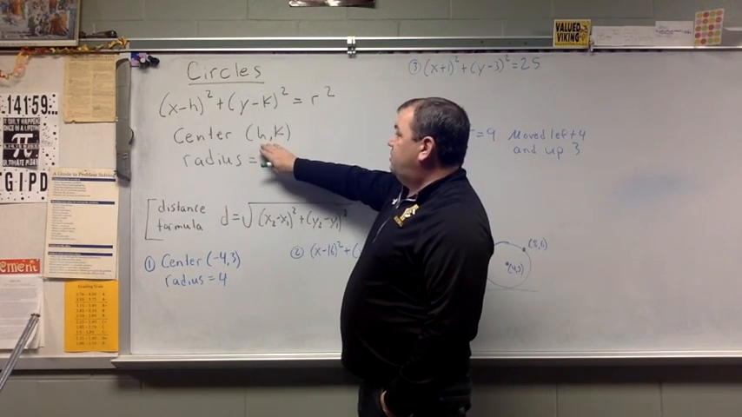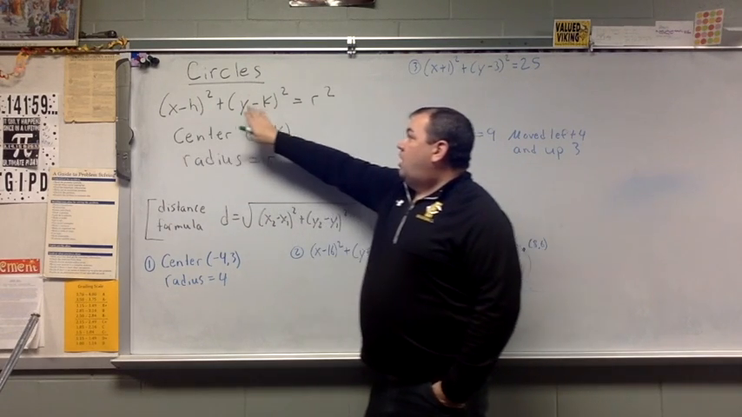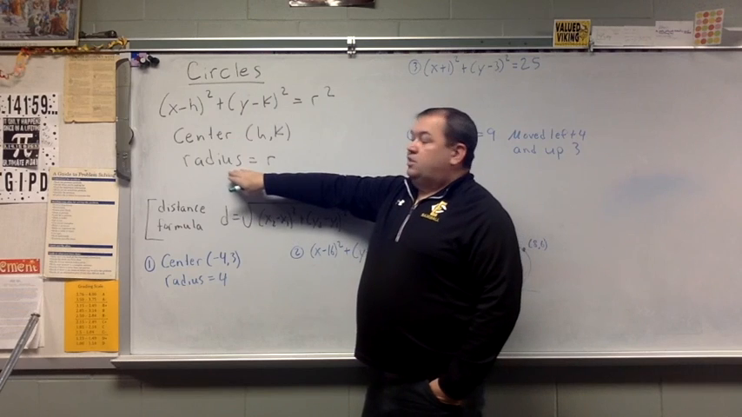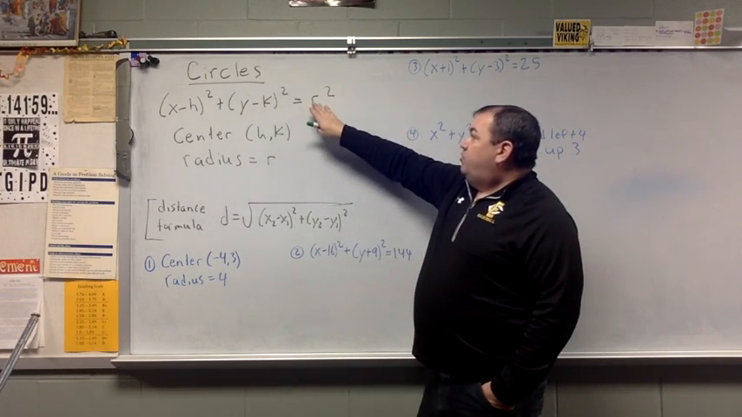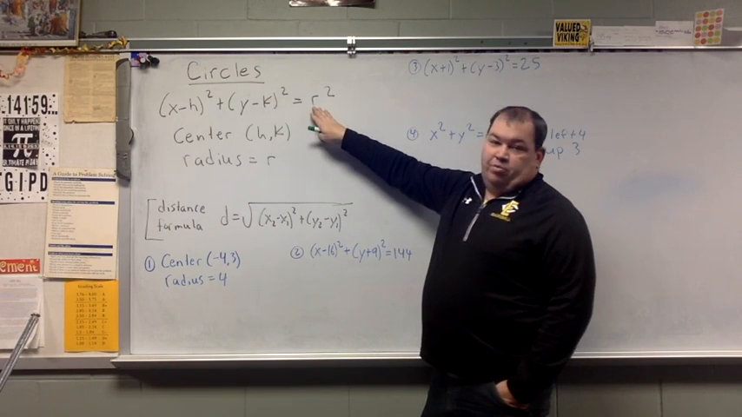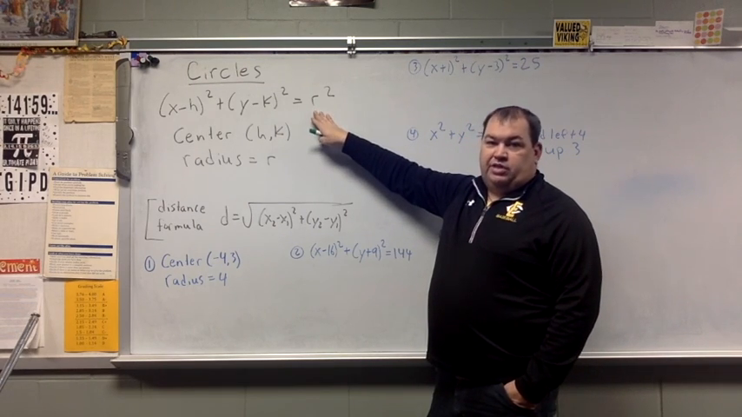We're going to pull out the center, which is the h and the k, and we're going to pull out the radius. Now this is the one that sometimes trips people up because they have to make sure they square root whatever number is sitting over here on this other side.